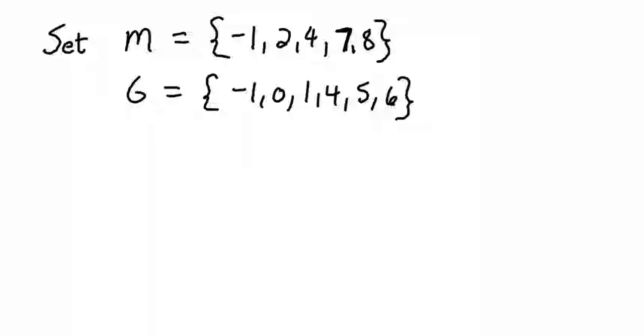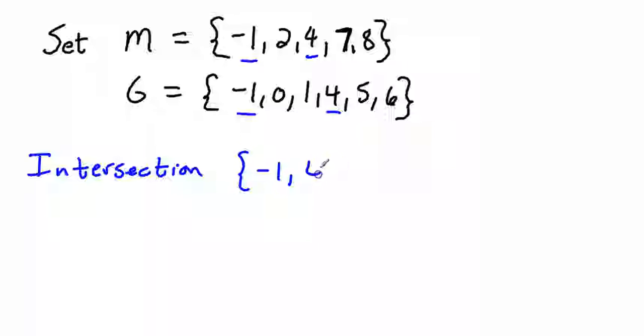Okay, so that's our two sets of numbers. They'll just say, all right, find the intersection. And if it's the intersection, that's everything that you've got in common, so that would start off with -1. Then you've got your 4, and that's it. So for your intersection, it's -1 and 4.